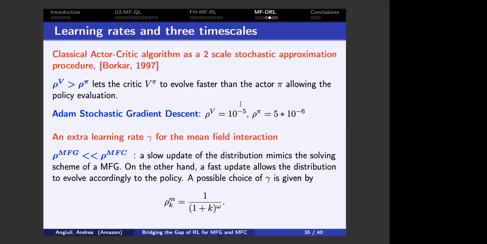In particular, for the mean field game we want values that are very small compared to the ones that we choose for the mean field control problem, because we want to replicate the freezing of the distribution in the game, or the quick update that we have in the mean field control problem.